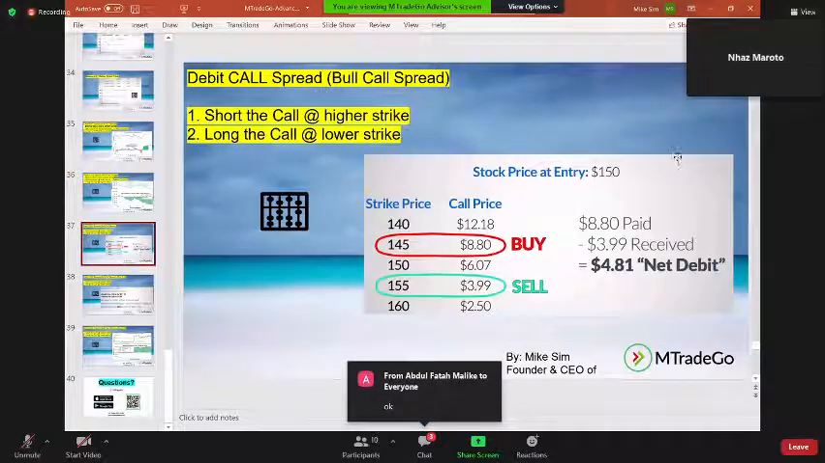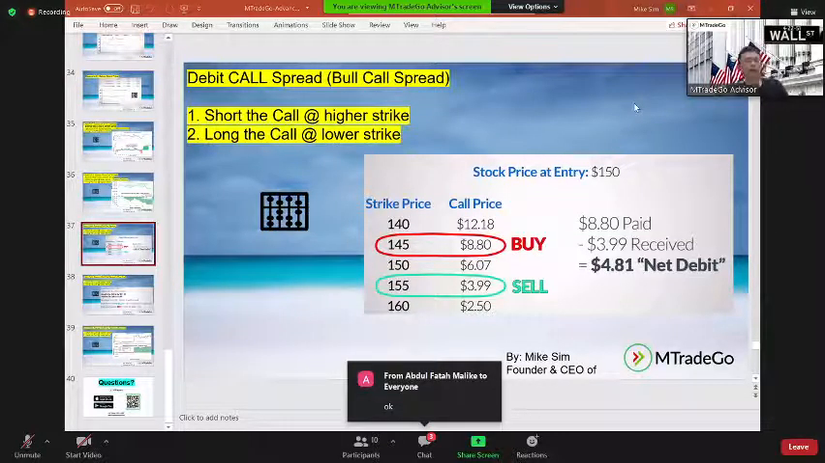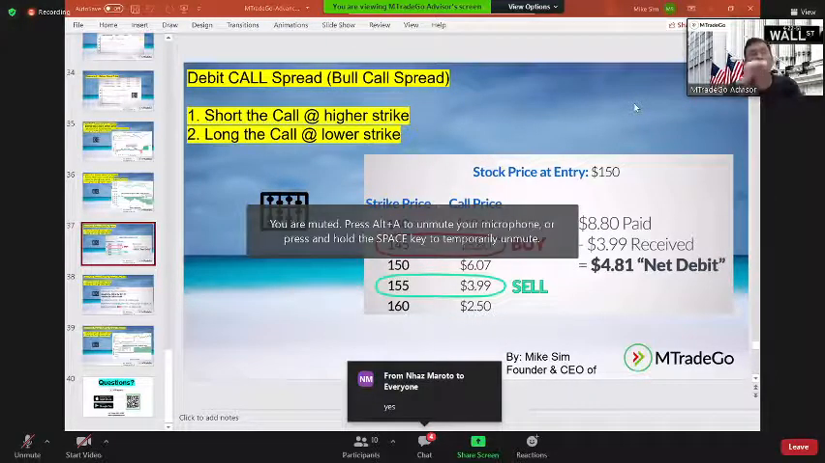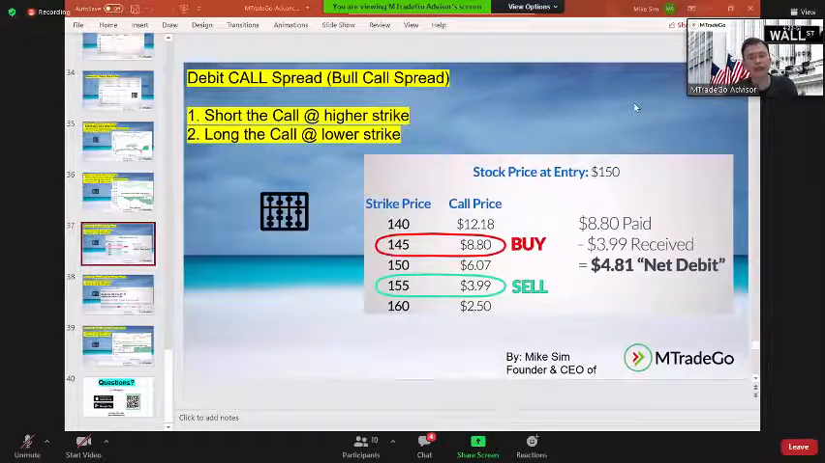Okay, so basically, debit. For the debit call spread, this is another way you can reduce your cost. If you want to long the call, this is the one. Actually, I think Jimmy asked me yesterday before it started. So Vima, you can tell Jimmy about it because I believe you guys are buddies.